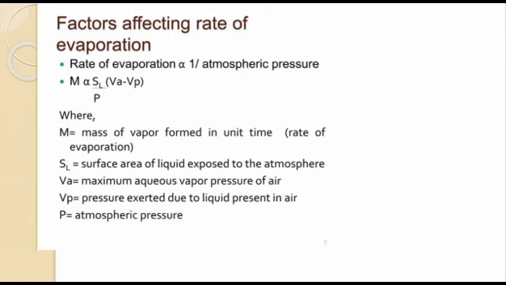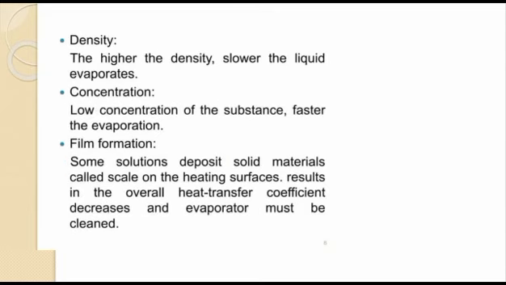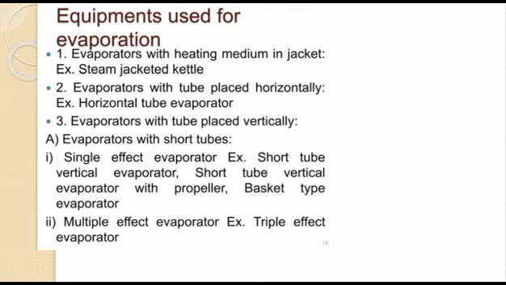Factors affecting the rate of evaporation: directly proportional to 1 divided by atmospheric pressure. M is equal to the mass of vapor formed in unit time. S is the surface area of liquid exposed to the atmosphere. Va is equal to the maximum aqueous vapor pressure of the liquid. Vp is the pressure exerted due to the liquid present in air. P is equal to atmospheric pressure. Other factors: temperature, vapor pressure, surface area and time of evaporation, density, concentration, film formation.